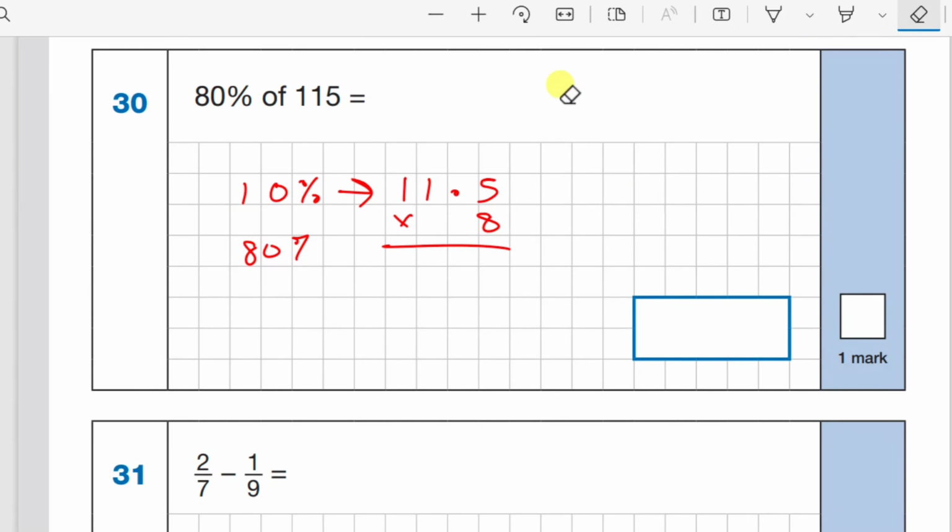So I'll put it below. So let's do it. 5 times 8 is 40. So 0 carry the 4 and then line up the decimal. 8 times 1 is 8. Plus 4 is 12. So 2 carry the 1. 8 times 1 is 8, plus 1 is 9. So you get exactly 92. So we can ignore that value. So our answer is 92. And this would be 80%.